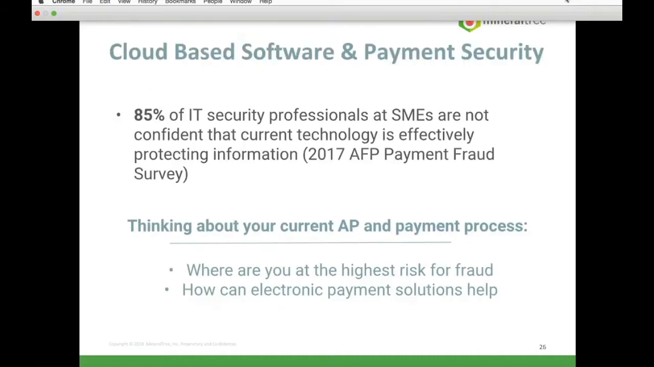So thinking about cloud-based software and payment security, one of the interesting things that came out of the 17 AIC survey is that 85% of IT security professionals at organizations weren't necessarily confident that their current technology was effective in protecting their information, right? No one wants to be exposing themselves to fraud, but we know that fraudsters are going to attempt to break down those walls and find the gaps in your processes and take advantage of that. So the way to think about it is, what are you doing within your current AP and payment process? How are you making those payments? Knowing where you have the highest risk of fraud, what steps can you be doing to mitigate that? And how can transitioning to more electronic payment solutions help?